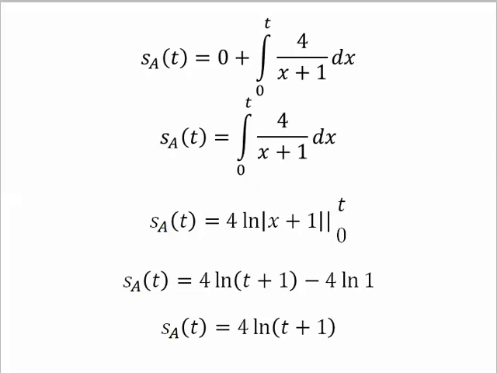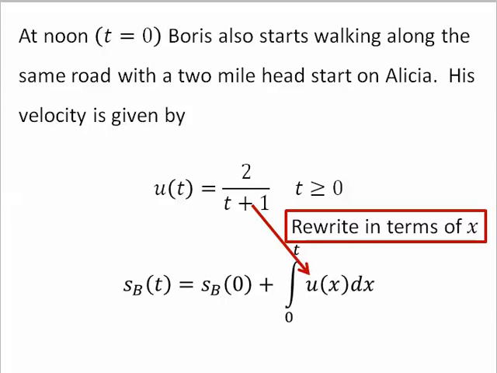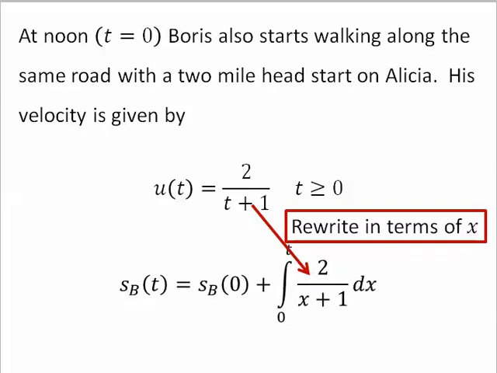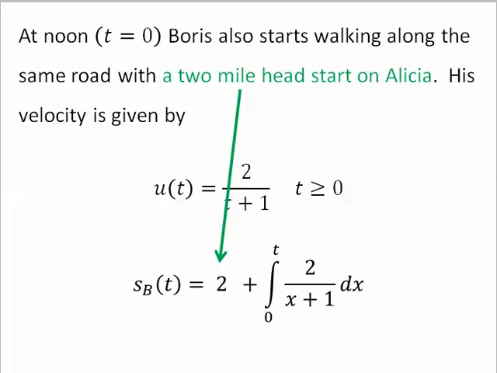Let's do the same thing for Boris. At noon, Boris also starts walking along the same road with a 2-mile head start. So we're going to use all that information. Again, rewrite his velocity function before inserting it into the integral. And now let's take care of s sub b of 0. Remember, he has a 2-mile head start. So s sub b of 0, you may recall, is 2.